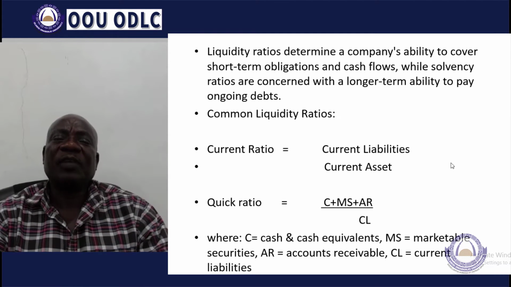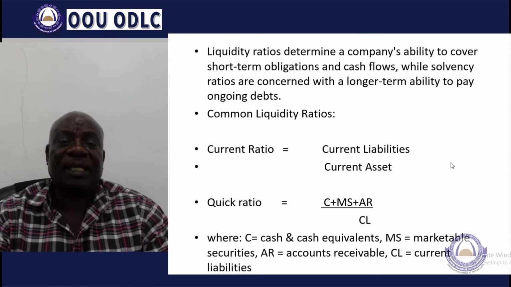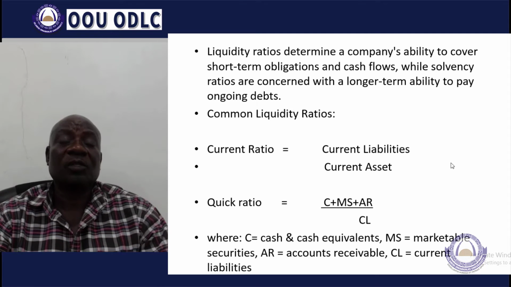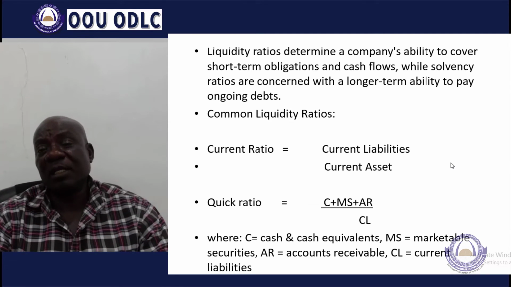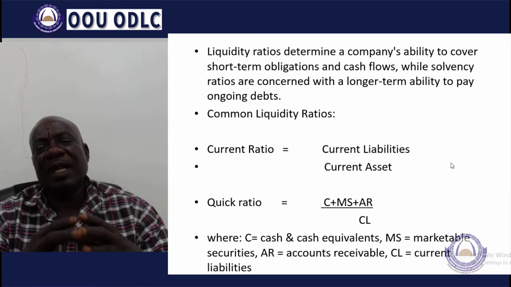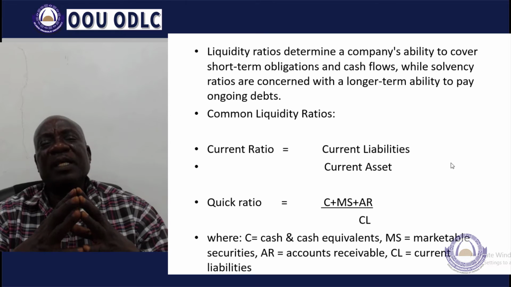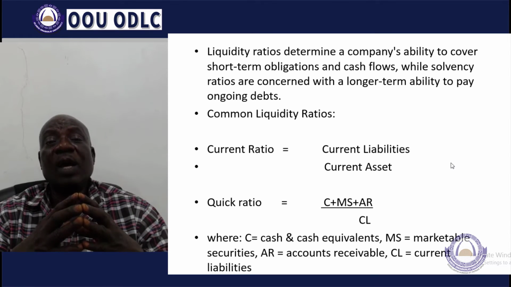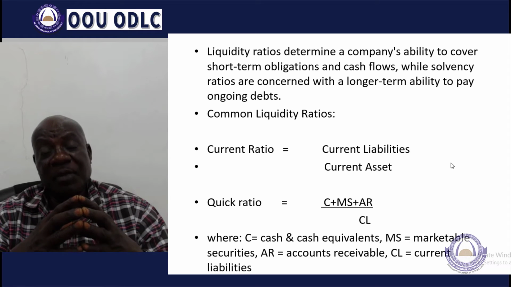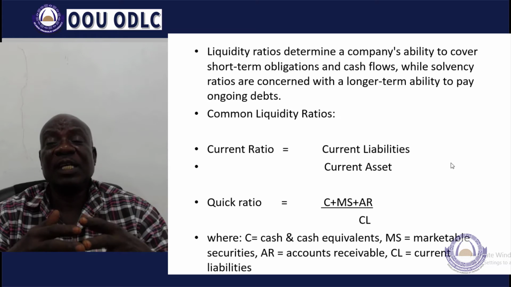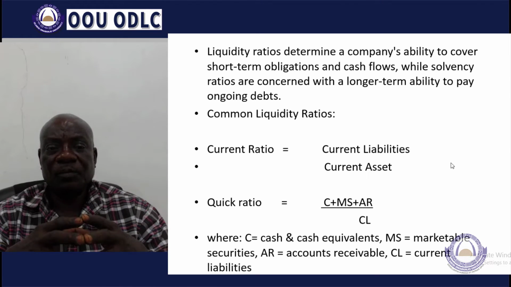The other one is solvency ratio, which is concerned with the ability to pay debt as and when due. If a company is not solvent, there is a tendency for such a company, if care is not taken, to go into liquidation. So liquidity ratio does not mean that a company cannot pay its debt. It may show that the company's current assets may be lower than current liabilities, and the company may not be able to perform very well in terms of its day-to-day activities.